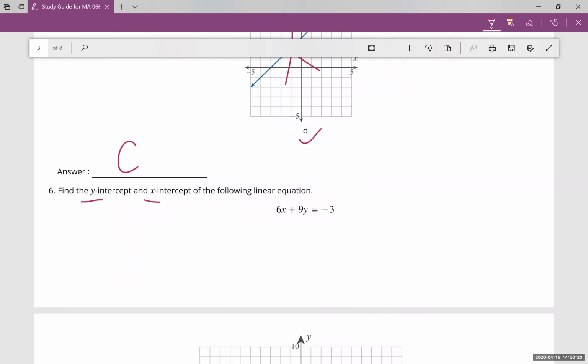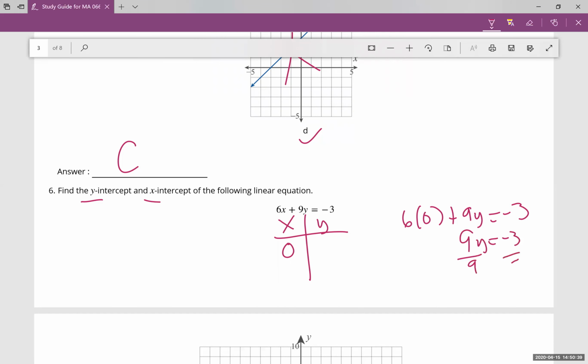Okay, let's practice some more x and y intercept. First time through, we're going to put a 0 in for x. So I'll come over here, I'll put in my 0 for x, I'll solve for y. So we have 9y equals negative 3. Y equals negative 1/3. Okay, so we have 1 point here, 0, negative 1/3. And then we're going to do the same thing again, but this time we're going to put a 0 in for y.